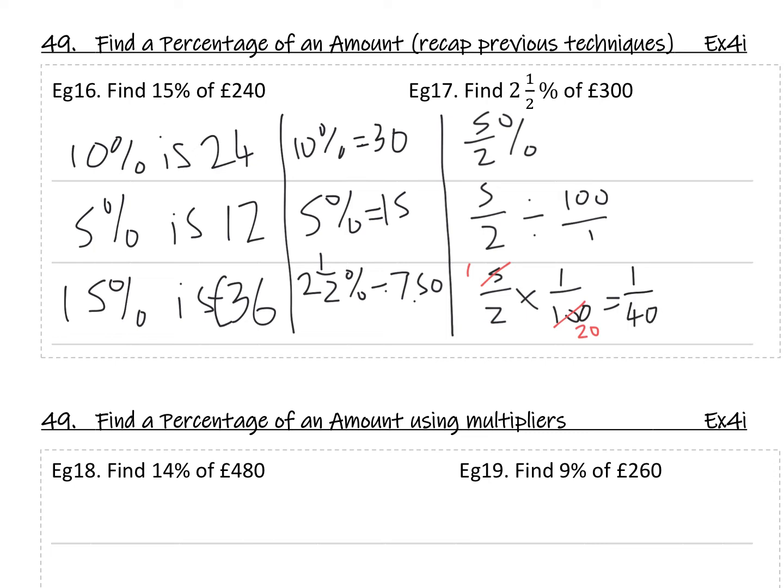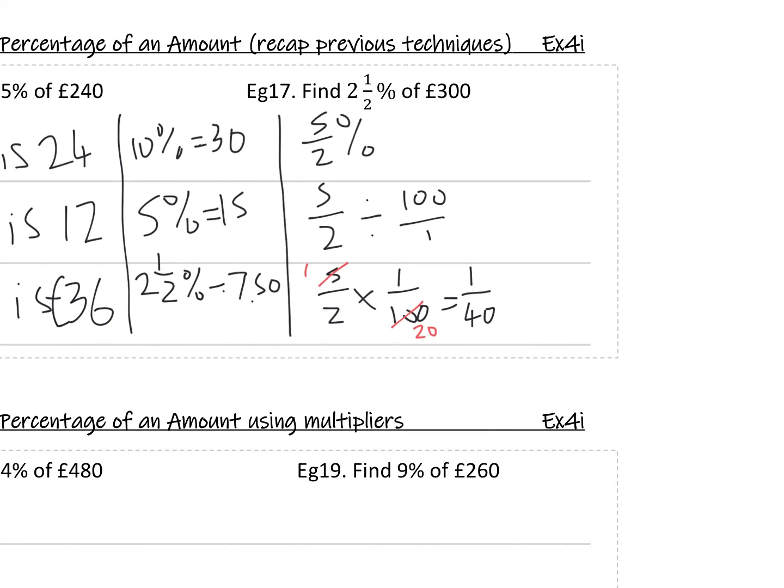So why do that? Well, it is obviously more awkward than this technique, but it just worked out nice that 2.5% was half of 5%. This here gets the percentage and changes it into a fraction. And now we're going to find a fraction of an amount instead of finding a percentage of an amount. And how do we find out 1/40 of 300?